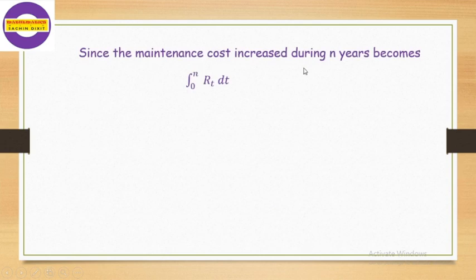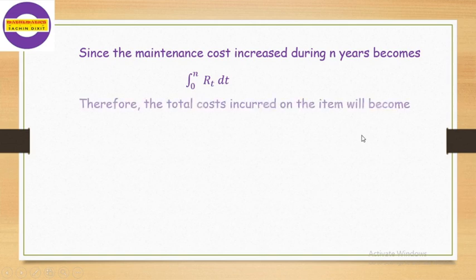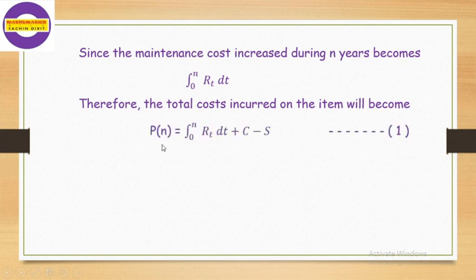Since the maintenance cost increases during n years, it becomes integral from 0 to n of rt dt. Here we take the integral because this time is continuous. Hence we have to take the integral here. Therefore, the total cost incurred on the item will be P of n, because it is a function of n. So we have to write down P of n. As time changes, the value will change and n is a variable.